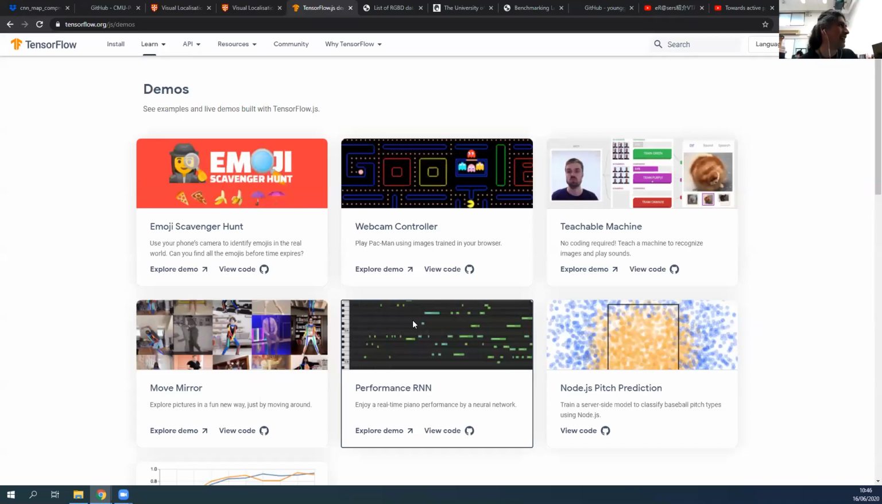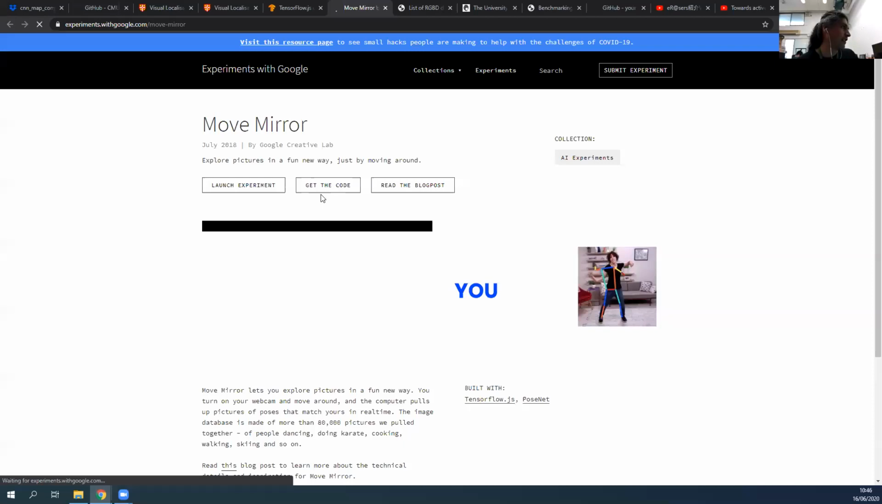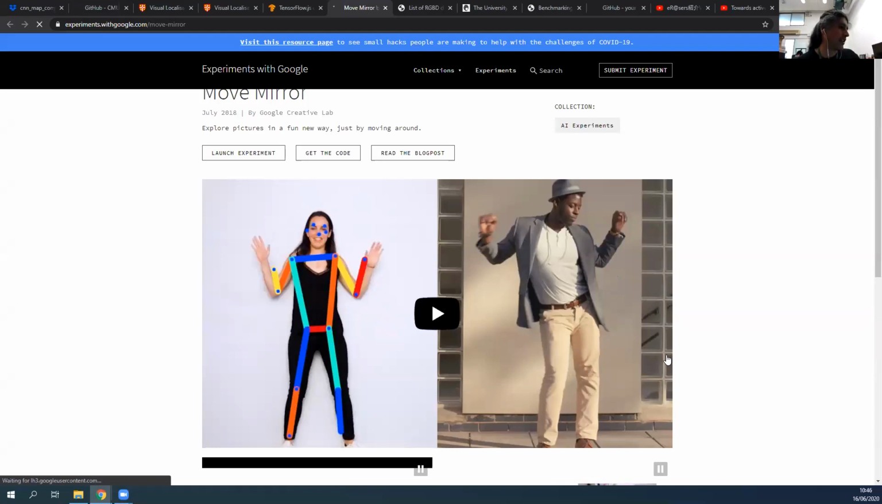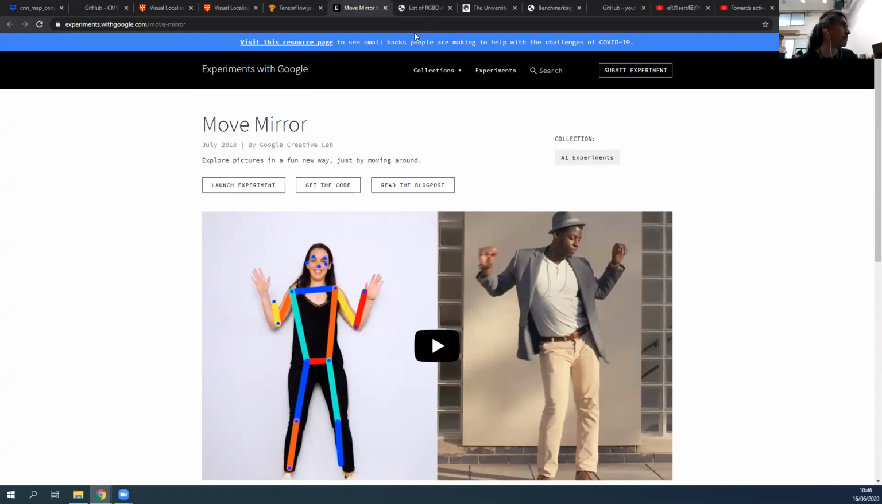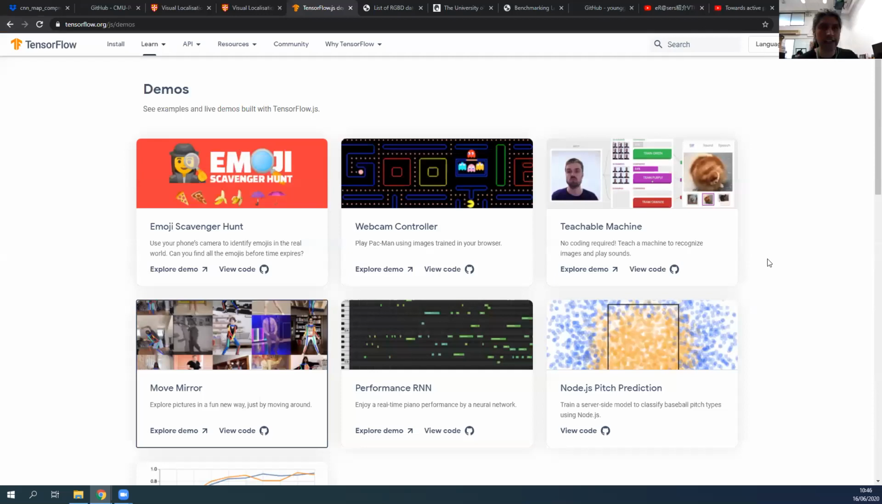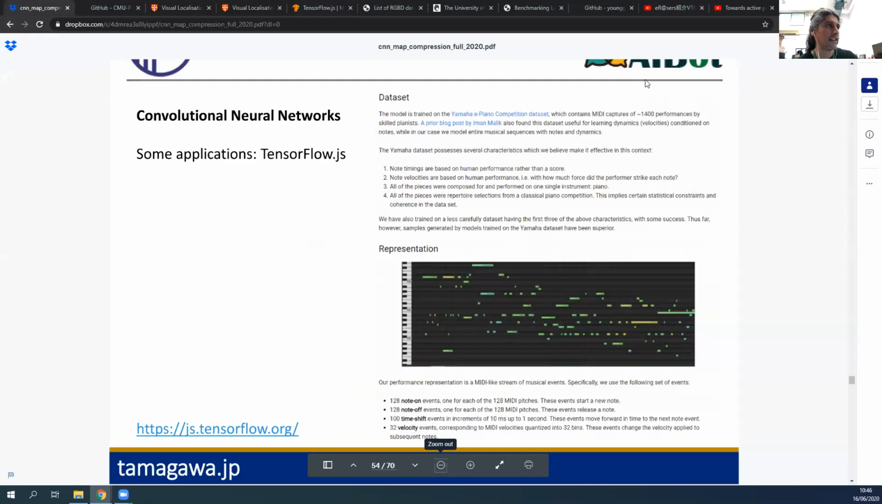You can use this code to do your own experiments and play with the code here on the TensorFlow page. So again, the important concept here is the input data. They used 1,400 performances as input data and divided them into small sequences to put as input in the neural network. So please keep that in mind.